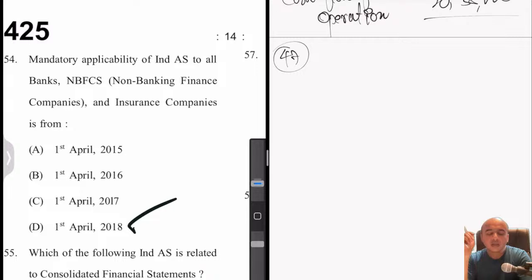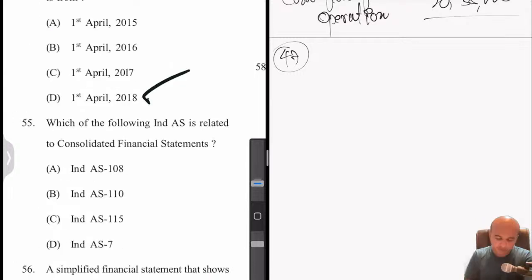That is the thing. Since they have mentioned NBFCs, let's also discuss that. For the non-banking finance companies, the applicability of Ind AS was in a phased manner. That means it was not announced in one go. It was based on their net worth. For example, large NBFCs, those with net worth of 500 crores or more, were required to adopt from 1st April 2018, whereas smaller NBFCs had a later date for implementation. So this is the thing. Next, moving on, question number 55.